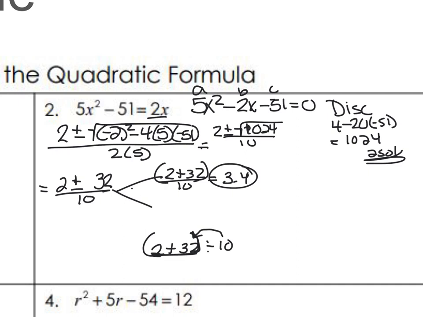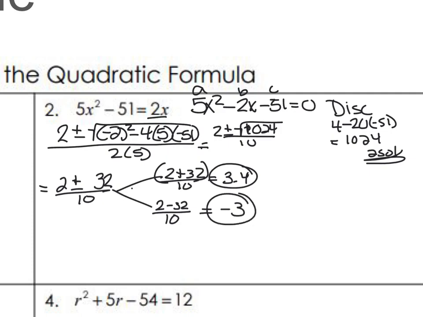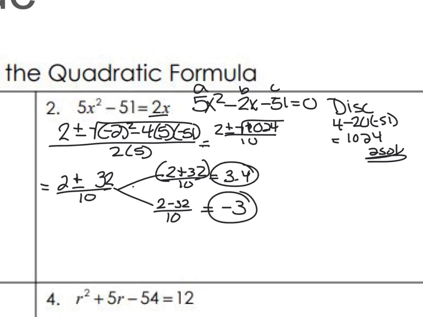All right, and the other would be 2 minus 32 divided by 10. 2 minus 32 is negative 30. So negative 30 divided by 10 is negative 3. So those are your two solutions.